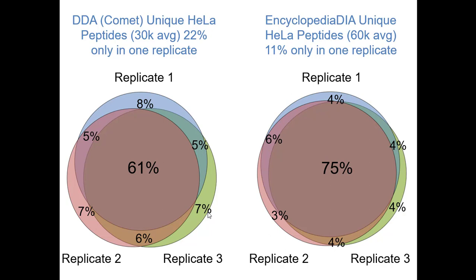So for example, this is a DDA experiment I ran in triplicate. I would typically see around 35,000 peptides out of this HeLa lysate. And if I were to measure in triplicate, I only get about 60% coverage where all of the experiments agree. Now, sort of why is that? What's going on here?